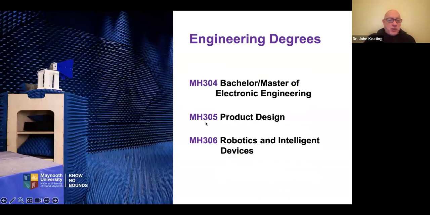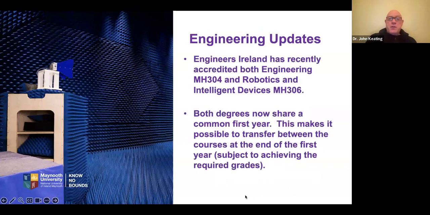And so we have engineering degrees as well. We have a Master of Electronic Engineering and the bachelor's, the BSc in electronic engineering. There's product design, robotics, and intelligent services, which is becoming more interesting now, and AI will of course make a huge impact on this. There's been an engineering update in the last few weeks: Engineers Ireland has recently accredited Maynooth in terms of both its engineering, the 304, and robotics and intelligent devices. So MH304 and MH306 are now accredited engineering degrees, and they now share a common first year.